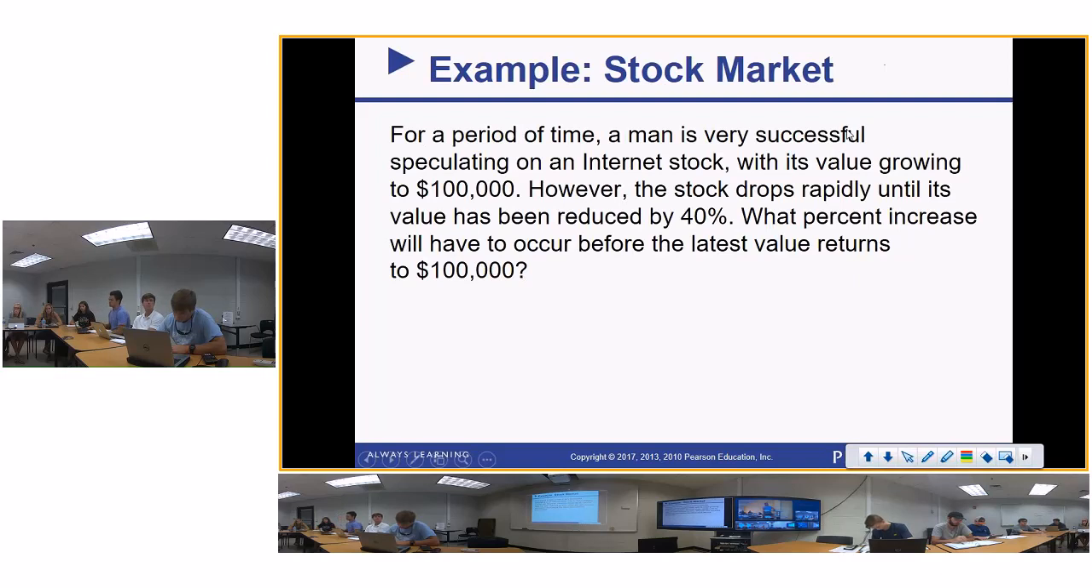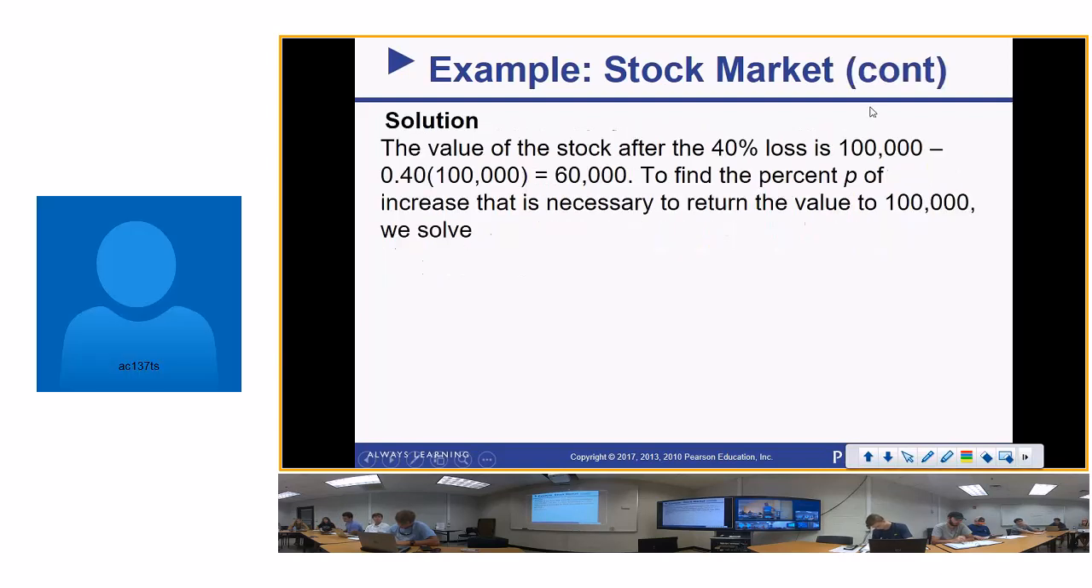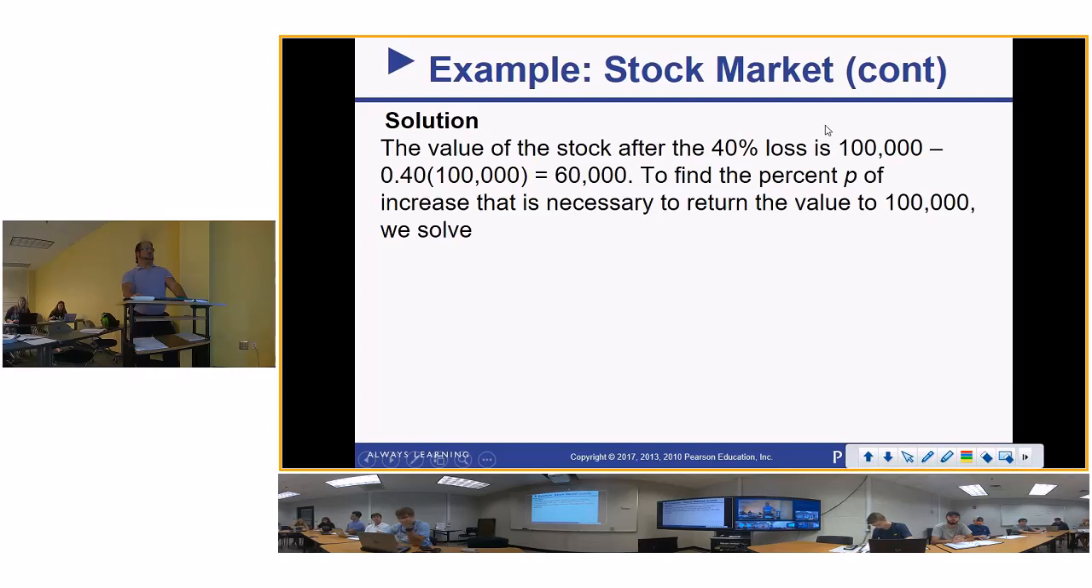Well, you got a drop, so that means you're going to have a minus. Okay? And that's where the minus comes in right there. 0.4 of 100,000. So this is like the Walmart equation. All right? X plus or minus percentage X is equal to the total. Okay? So that's what they're doing. X plus or minus percentage X is equal to the total.